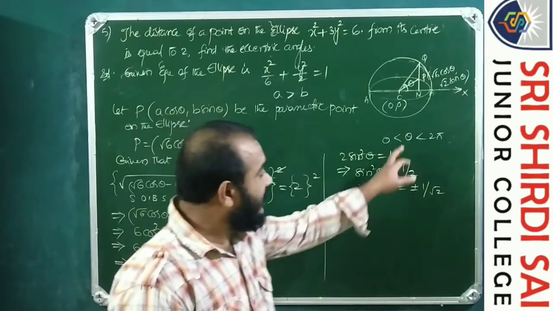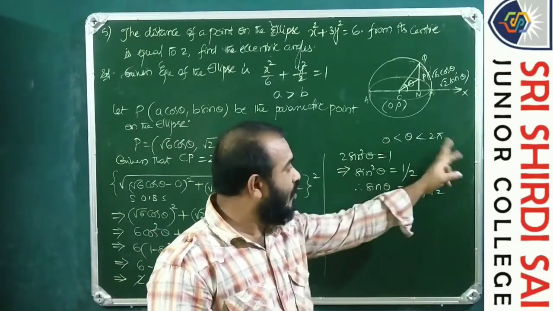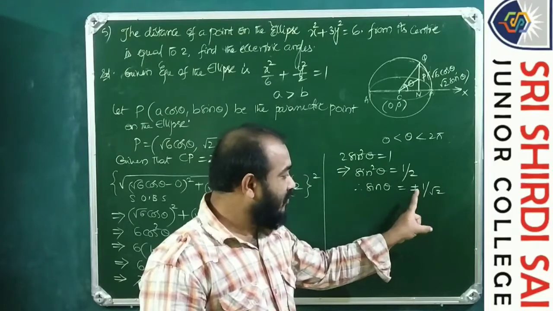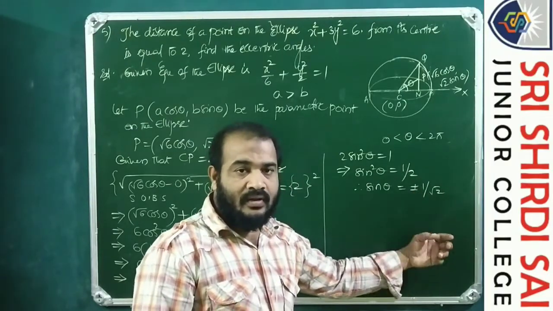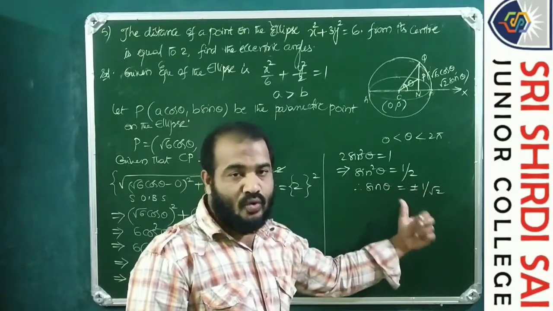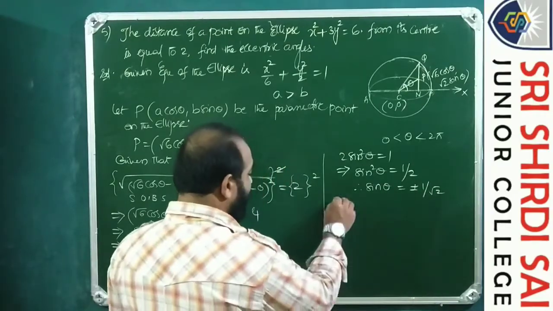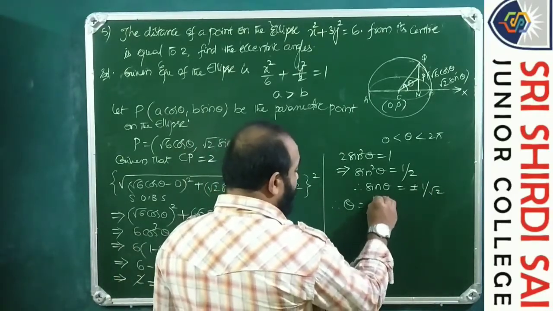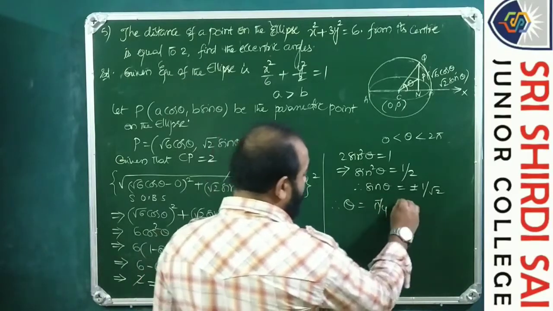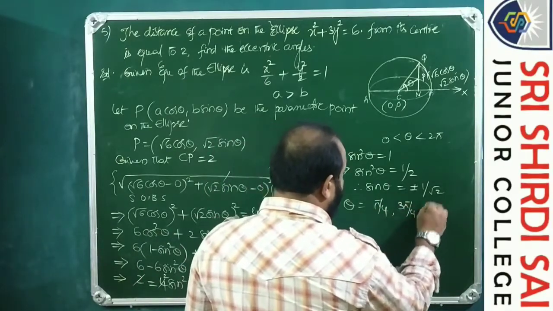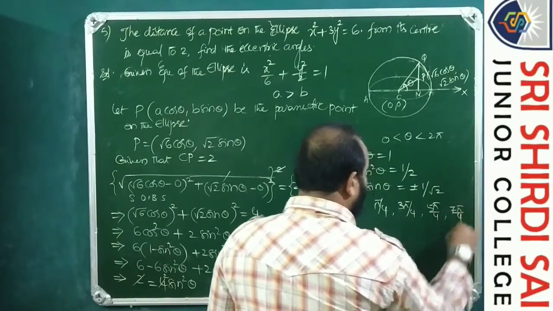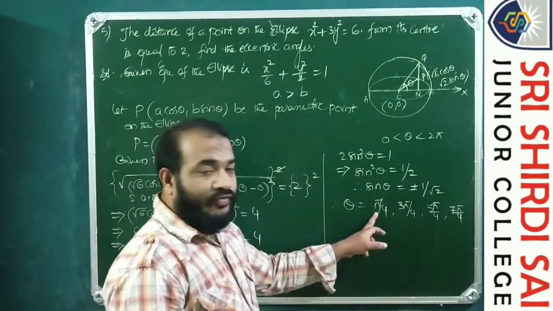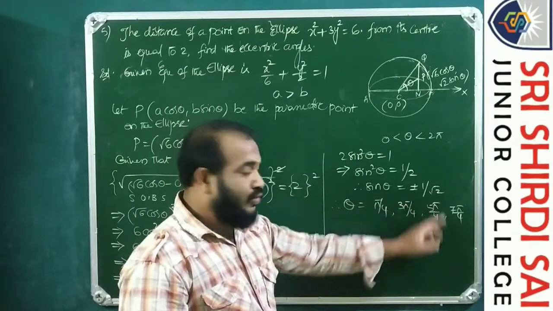So here theta is lying in between 0 and 2 pi. So it could be 1 by root 2 or minus 1 by root 2. So 1 by root 2 is lying in the first two quadrants. Therefore theta could be pi by 4, or 3 pi by 4, or 5 pi by 4, or 7 pi by 4, because sin 45 is 1 by root 2, plus 1 by root 2.